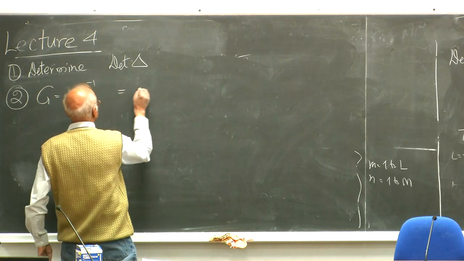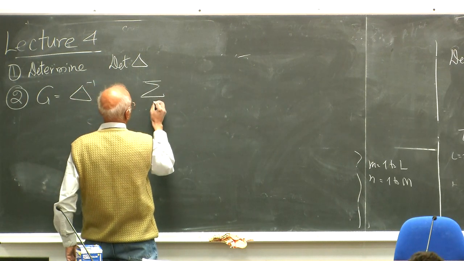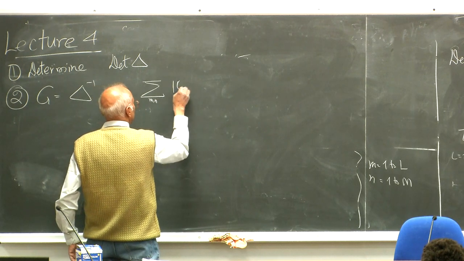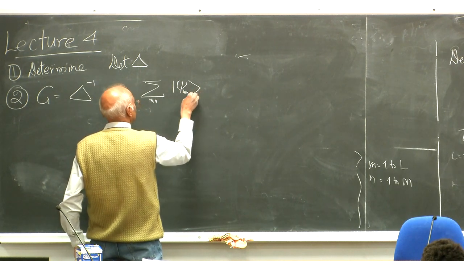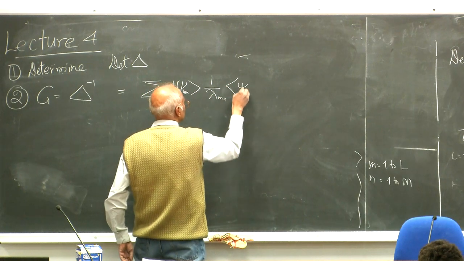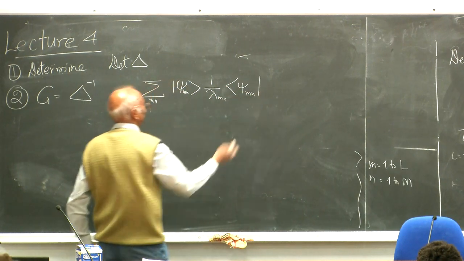So that is written as summation over m, n of psi mn, 1 by lambda mn, psi mn.